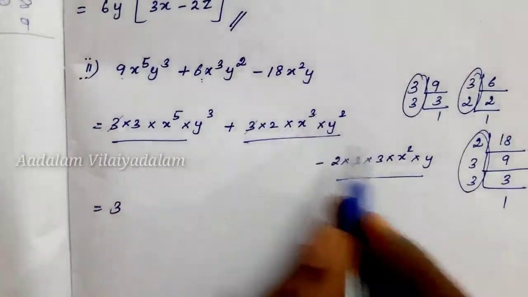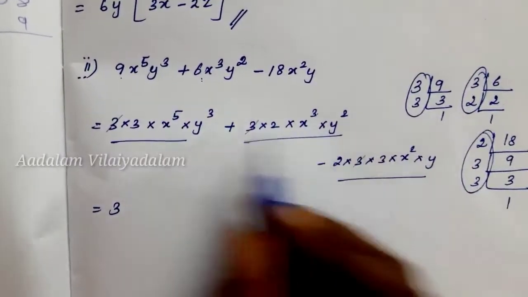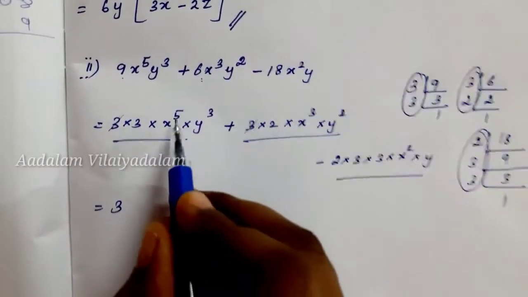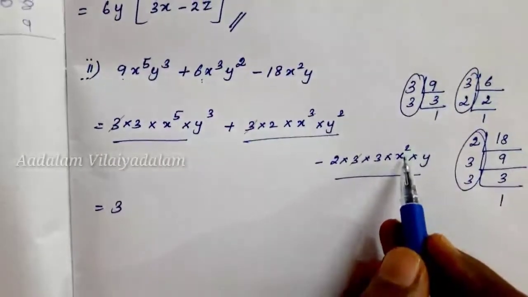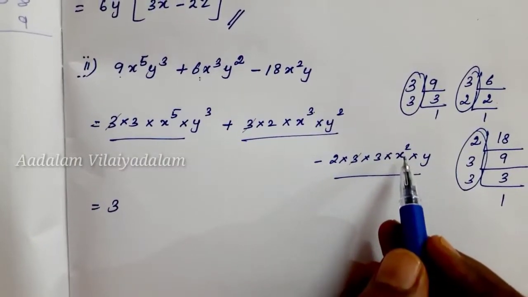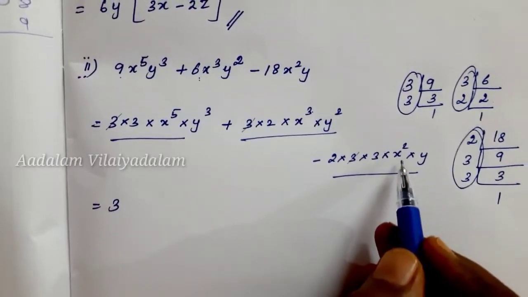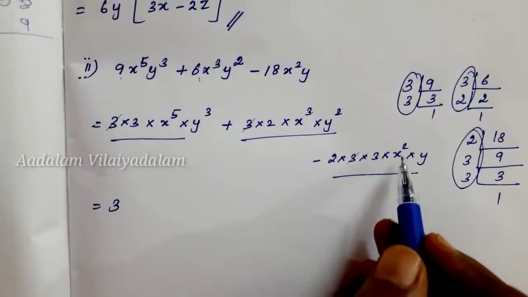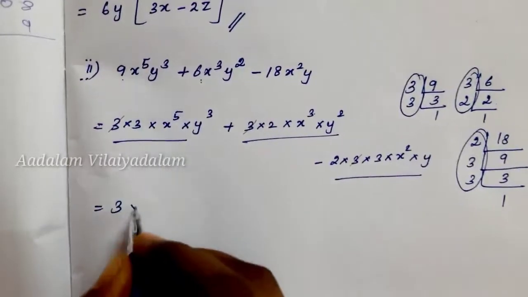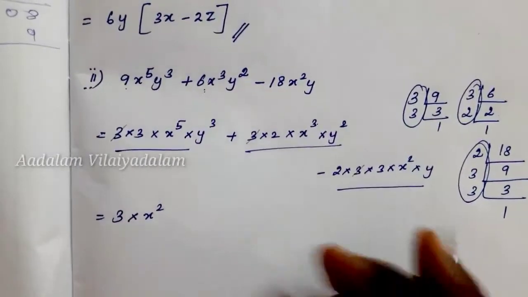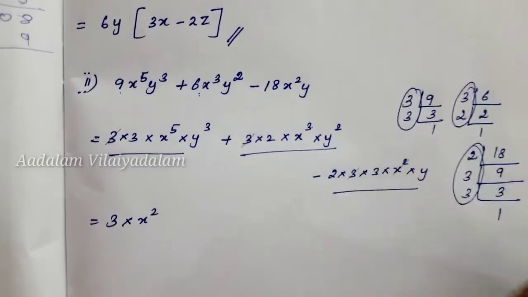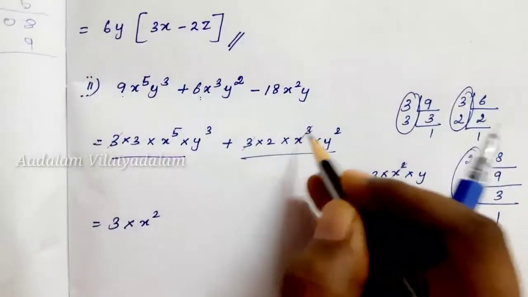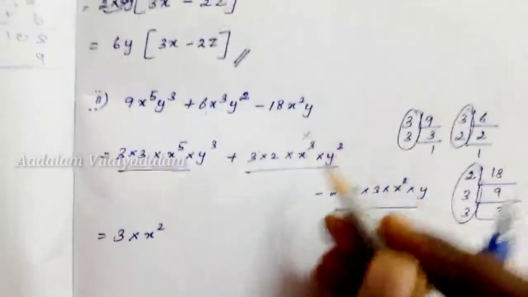So which is the least power? The power 5 means 5 times of x. This is 3 times of x. This is 2 times of x. Which is the least value? 2 times of x is the least value. So let's bring that out. So x square. Here I just brought it out. Then what else will be here? Only 1x will be here.